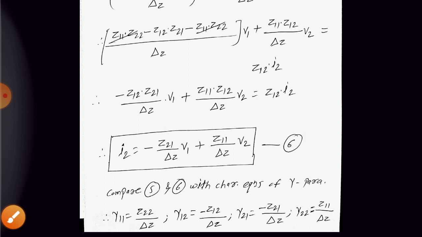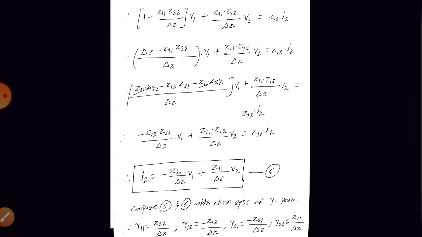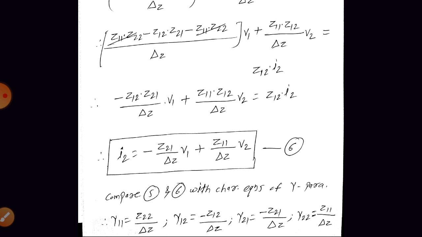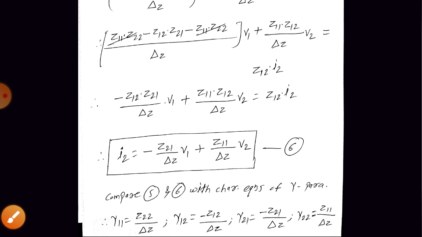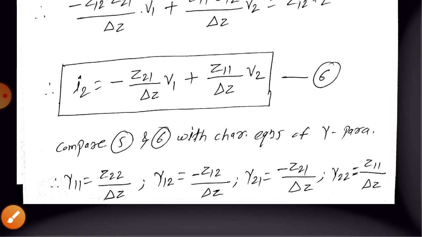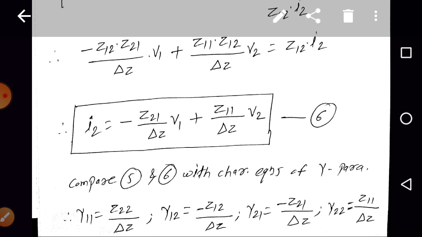Are you getting the point, right? So like this we can convert z to abcd, z to h also, right? Are you getting the point? So at the end we will be getting the expression for y parameters in terms of z parameters, right? Y in terms of z. Okay, so these are the 4 expressions we are having.